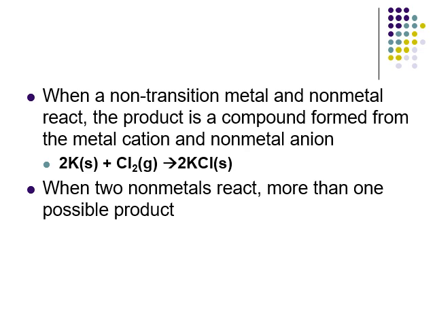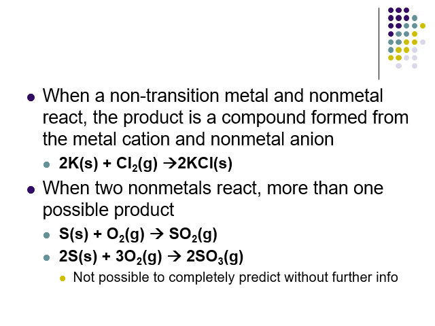Now, if you have 2 nonmetals reacting, there's lots of different possible products. For example, if I just say sulfur and oxygen react, we could have sulfur dioxide. We could have sulfur trioxide. You don't know what the product will be without further information. So if I gave you a problem with 2 nonmetals, I'm going to have to tell you what the product is. It's the only way you can know.